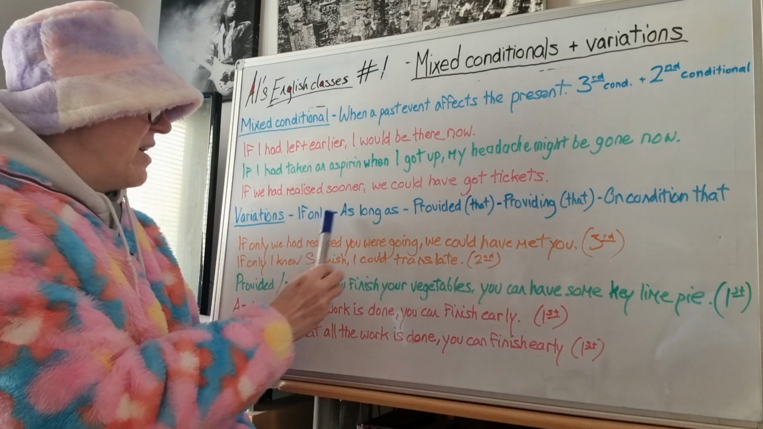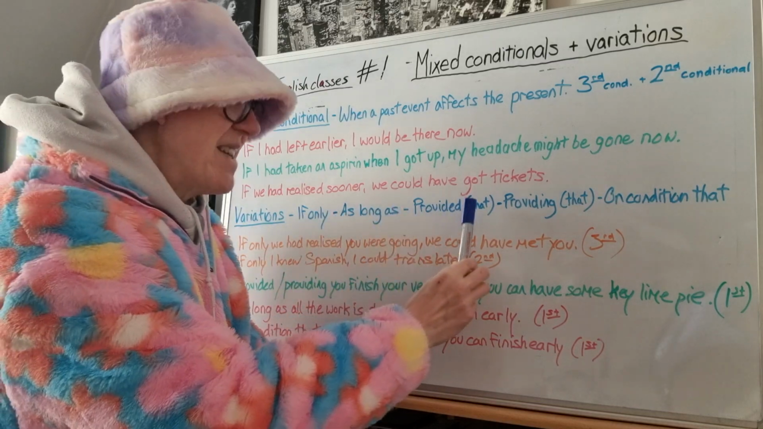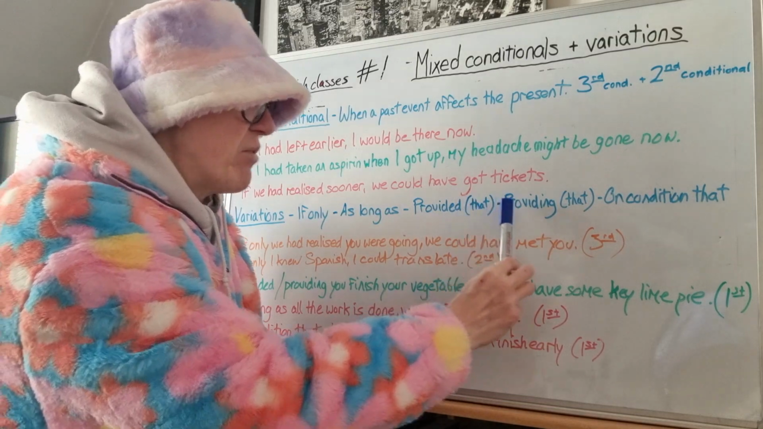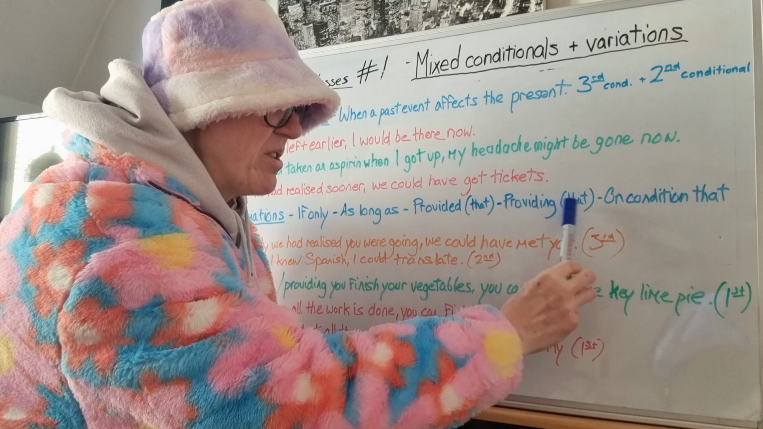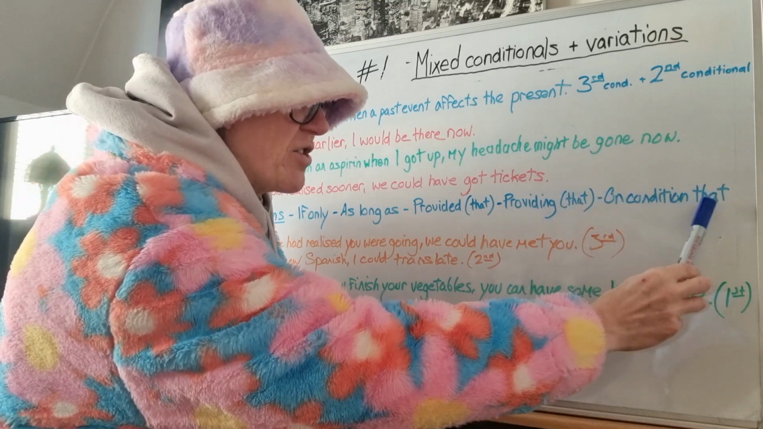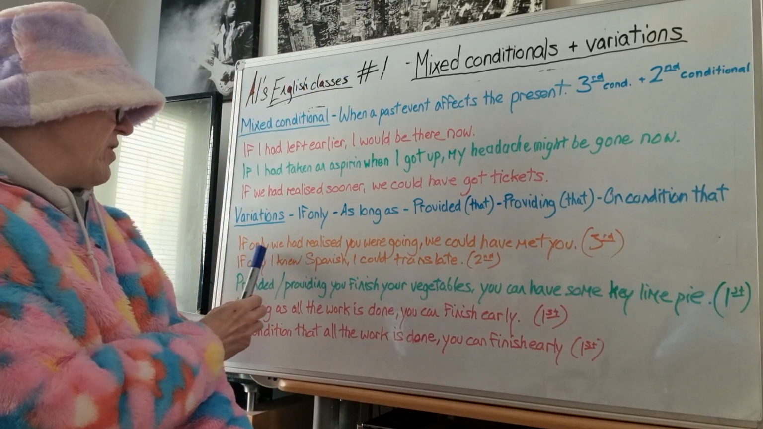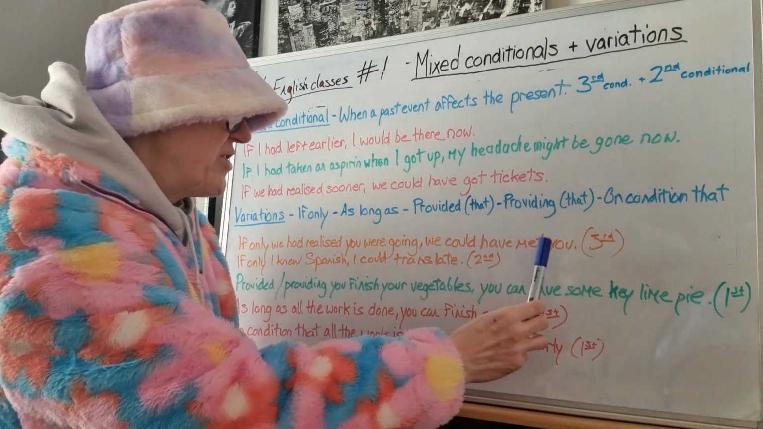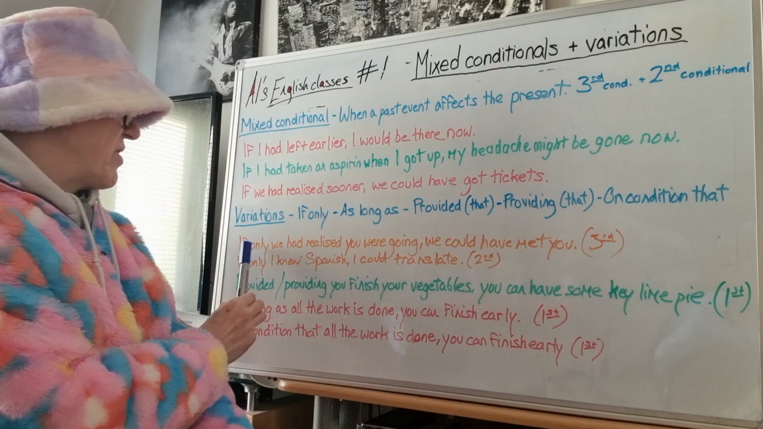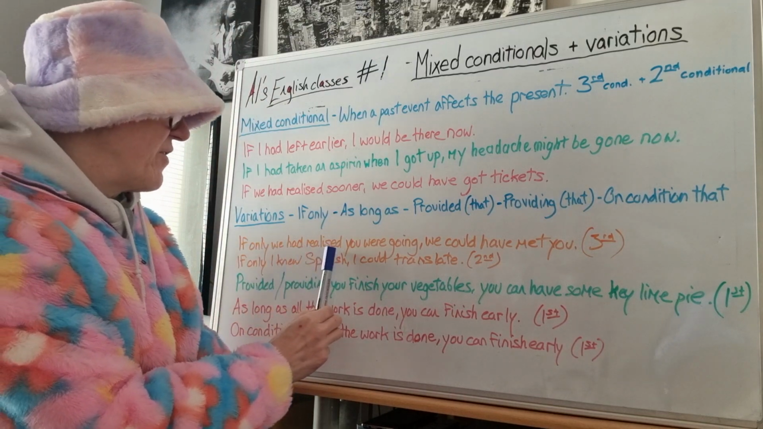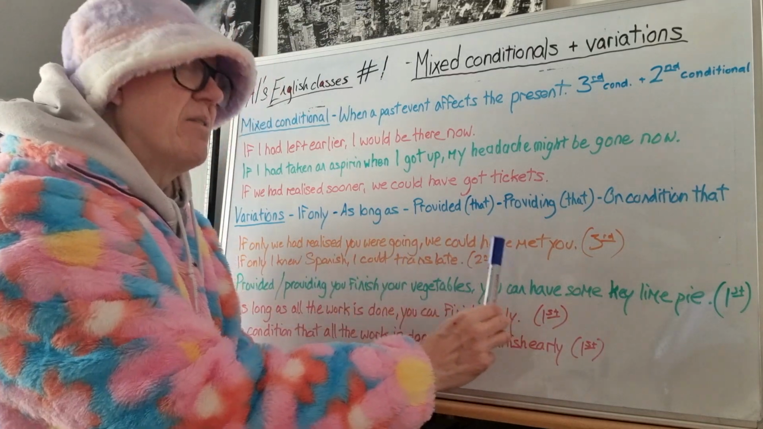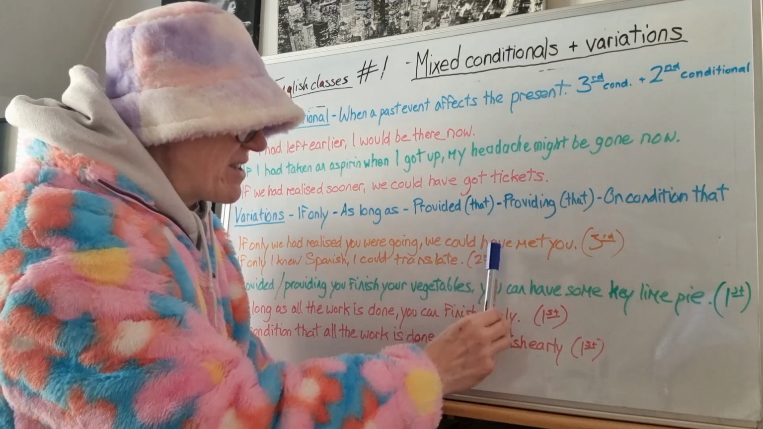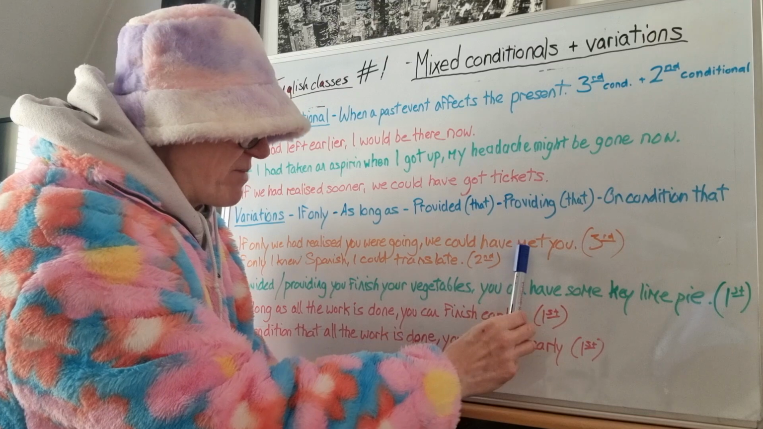Variations. If only, as long as, provided that, this is optional, that's why it's in parentheses, providing that, again, optional, on condition that, not optional. If only we had realized you were going, we could have met you. That's a third conditional sentence because it's past perfect in the if clause, and it's would, could, or might, plus infinitive, plus past participle.